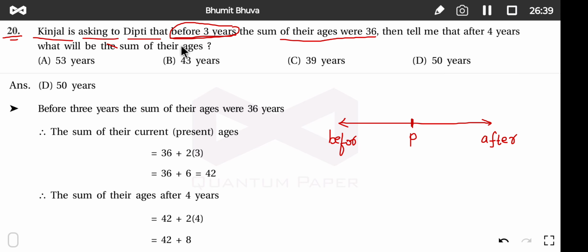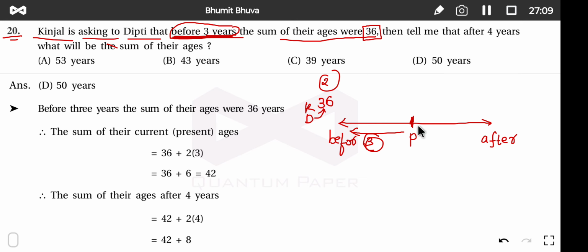Okay, so these people are talking about their ages before 3 years. Before 3 years, the sum of the ages is 36. There is a 3 years difference here. These are the ages of 2 persons. So what is the present age? There are 2 persons, one is Kinjal and one is Dipti, and this is the sum of the ages.